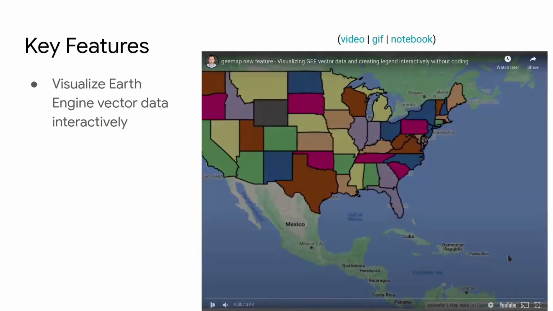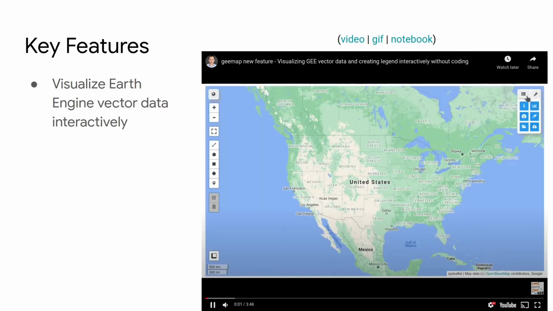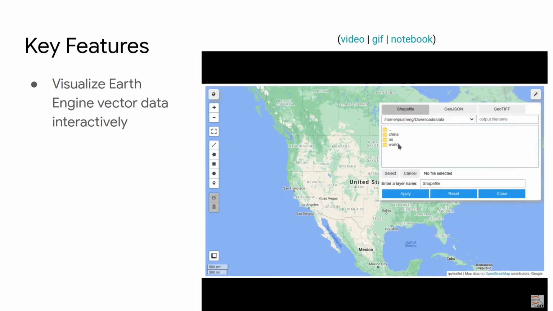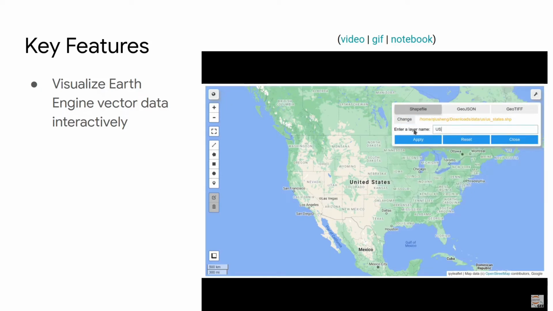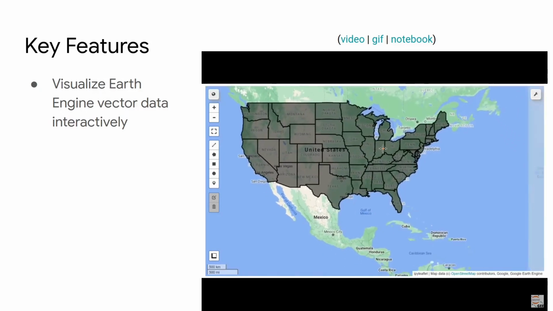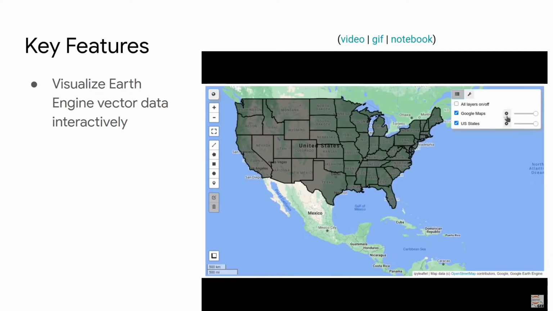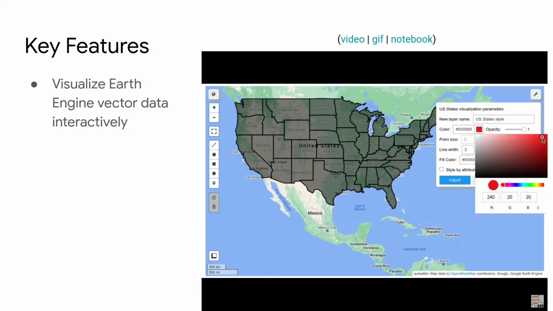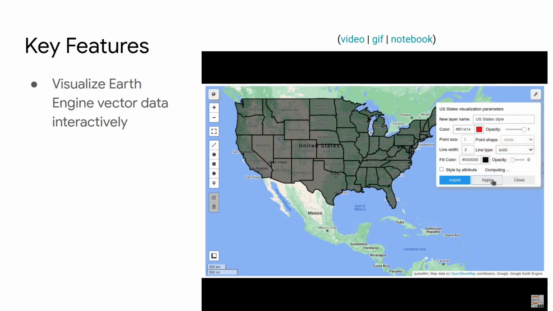Okay, so next one is about vector data. You can load vector data from a local computer, or you can load vector data from the Google Earth Engine data catalog. And once you load the data, you can change the symbology. You can customize the map based on, for example, a certain attribute. You can change it to just, for example, the outline. If you don't want to see the color being filled, you can also change, for example, the opacity. You can change the outline type. You can change the color. So there are a lot of things you can customize.